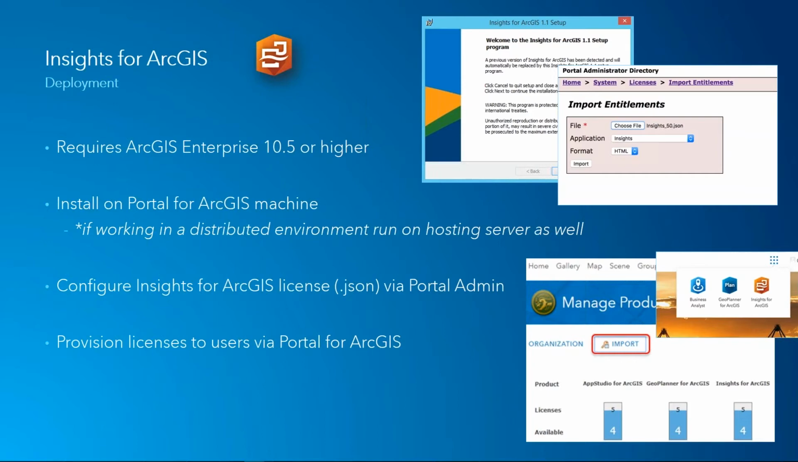So if you have a multiple server site, so if you're federating out everything, you have multiple servers communicating back and forth, Insights will need to be on the machine that Portal for ArcGIS is running on, because it is a portal application. Then from there, you're going to want to go through and install the license files. I briefly showed you how to do that earlier. And then from there, whenever you want to assign a user a license, you can provision that license out through portal as well. And once they have a license assigned to them, it will become available in their applications drop down at the top of the portal.